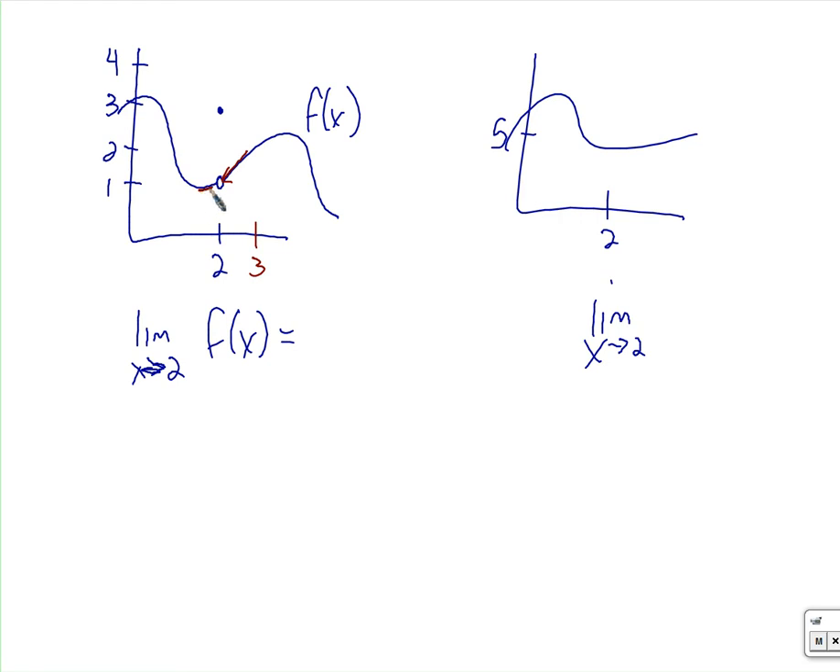What about on this side? If I were to plug in numbers that are less than 2, like 0.5, 0.9, 0.999, 0.99999, what kind of numbers am I going to get? If I put in 1.9999999, you're going to get something like 0.9. So that's the basic definition of a limit graphically.